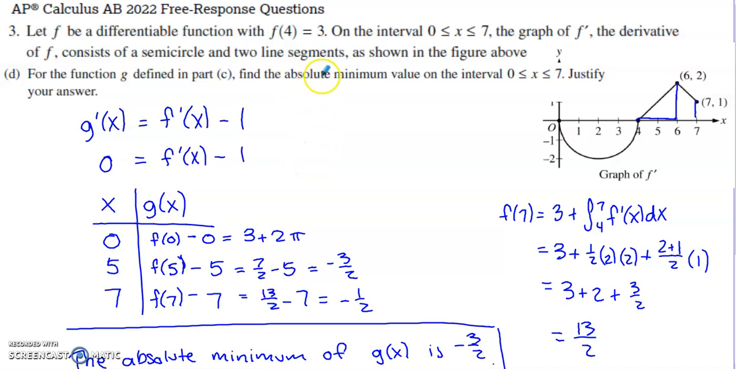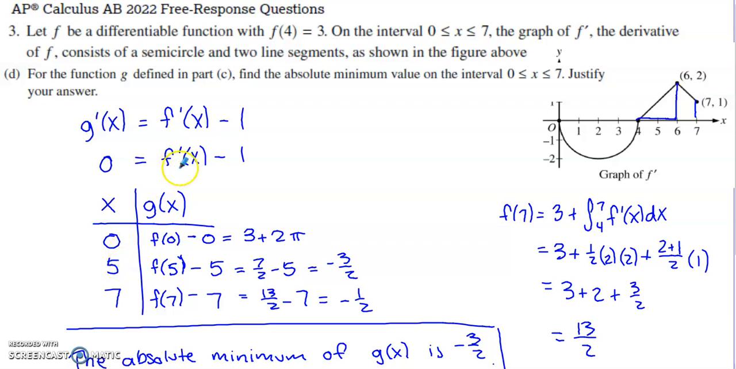If you're asked to find an absolute minimum or an absolute maximum on a closed interval, what we typically like to do is identify the candidates where the max and the min might be. So the endpoints of the interval, 0 and 7, and then any critical numbers within it. And we identified our critical numbers for g back in the previous part. The only critical number that we had between 0 and 7 was at 5.